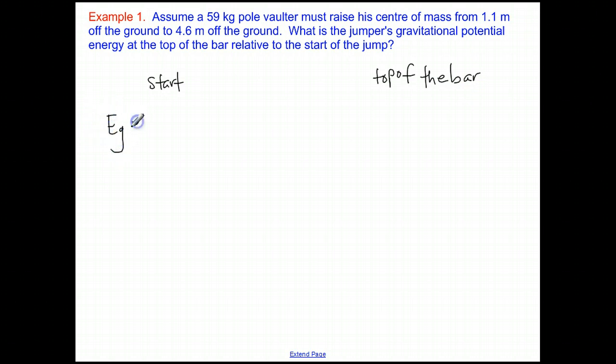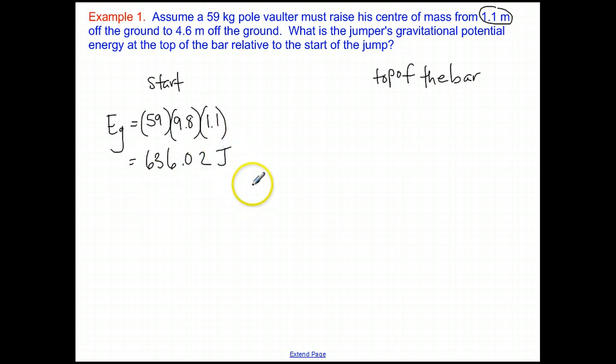our gravitational potential energy at the start. He's only 1.1 meters off the ground. So his mass is 59 kilograms. Gravity is always 9.8, just like we learned in the past. And the height off the ground, he's 1.1 meters off the ground. So he has a total gravitational potential energy of 636.02 joules of energy. This is while he's on the ground, because his center of mass is 1.1 meters above the ground.